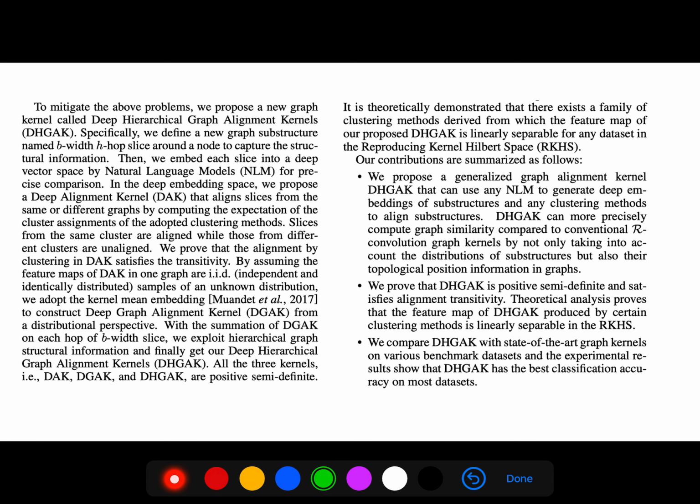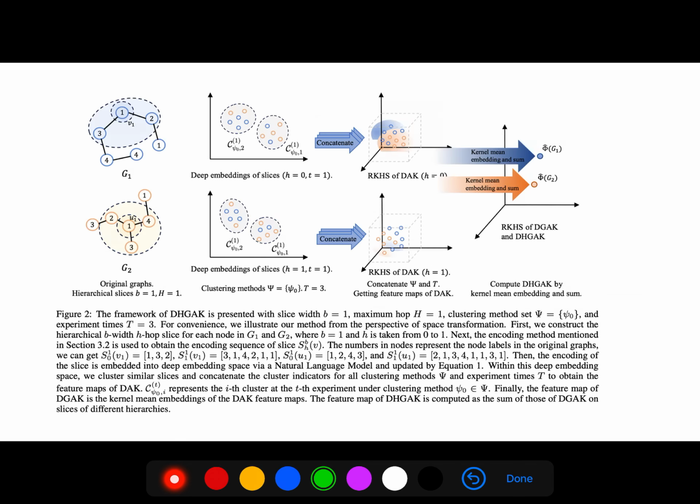So we propose a new graph kernel called Deep Hierarchical Graph Alignment Kernel. Specifically, we define a new graph substructure named B-width edge hop slice around the node to capture the structural information. Then we embed each slice into a deep vector space by natural language models.